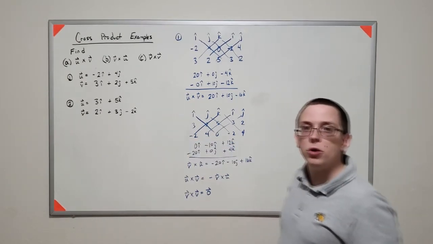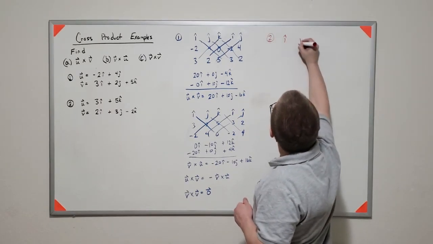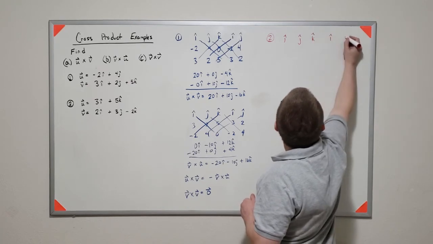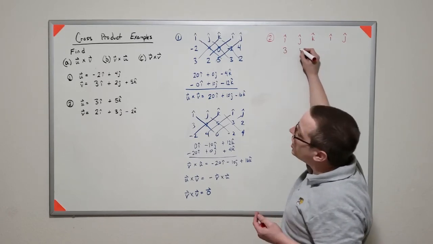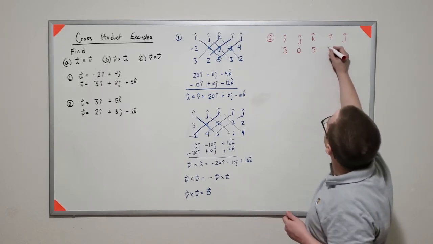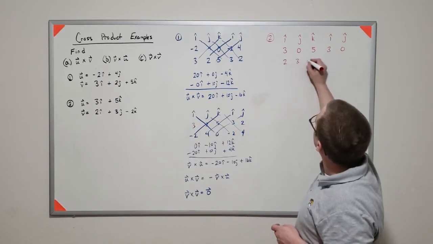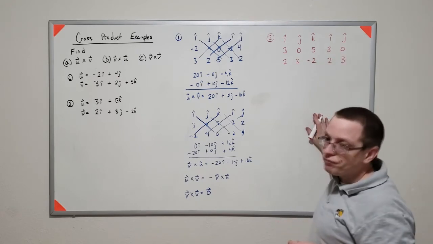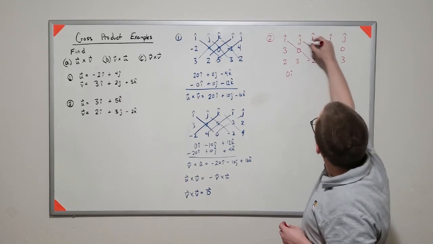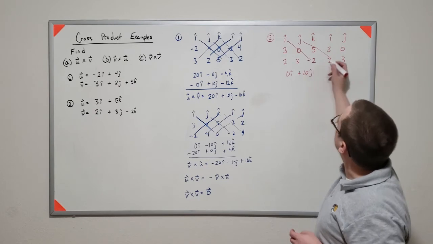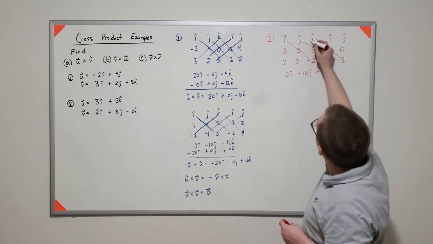So let's do number 2. So we have 3i plus 5k, so that's 3. There's no j term, so it's a 0. 5, 3, 0. And this one we have 2, 3, negative 2, 2, 3. So if we come down, we have 0i plus 10j plus 9k.